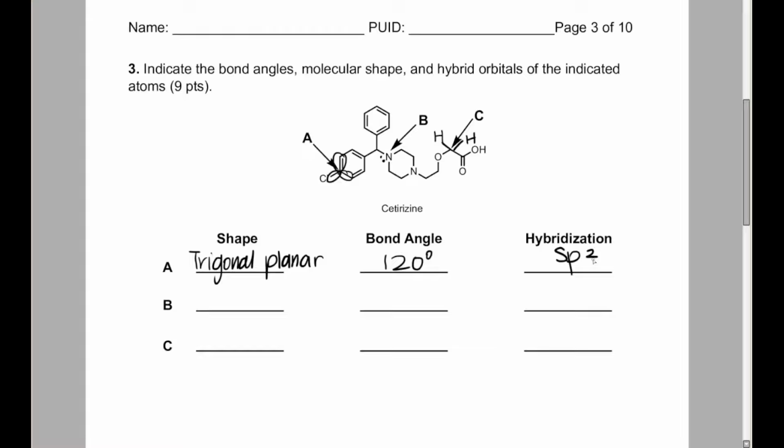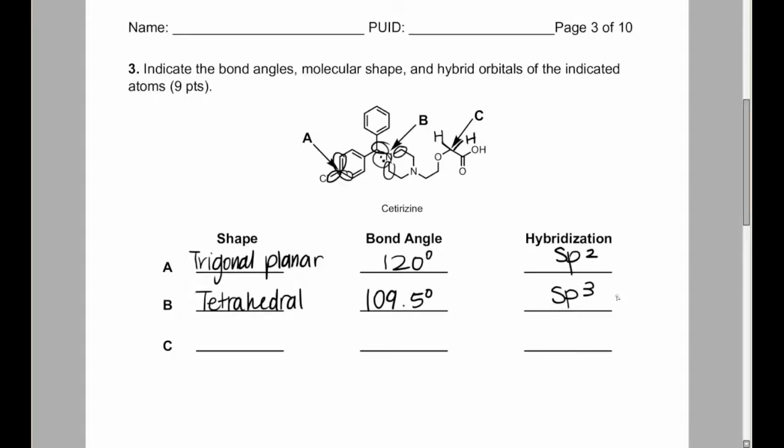Atom B is a nitrogen with 4 electron domains, since there are 3 bonds, and then there's 1 lone pair, so that's a tetrahedral shape, which has a bond angle of 109.5 degrees and a hybridization of sp3, since there's 4 electron domains.